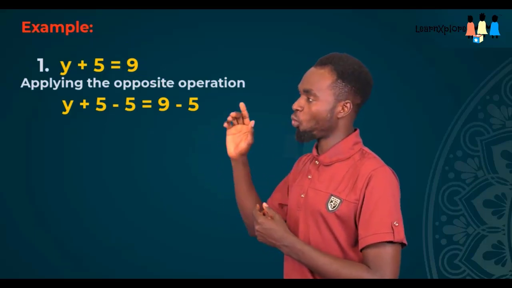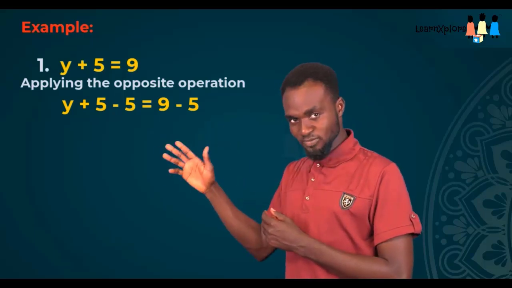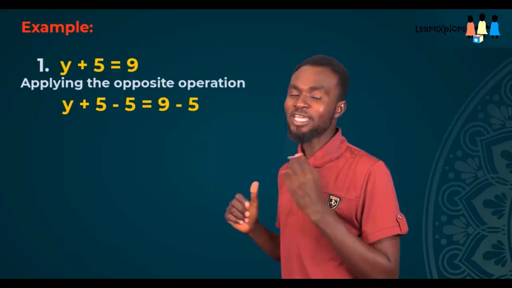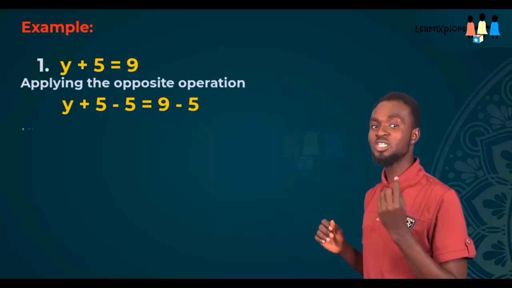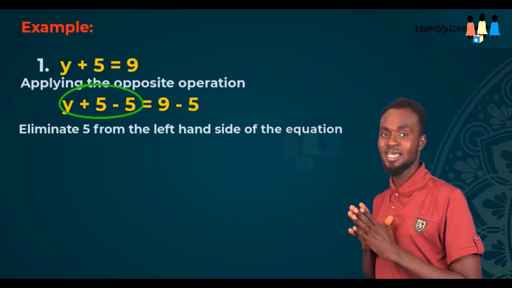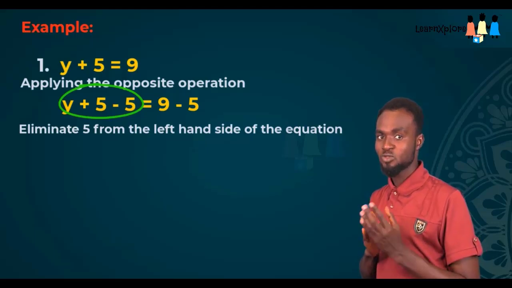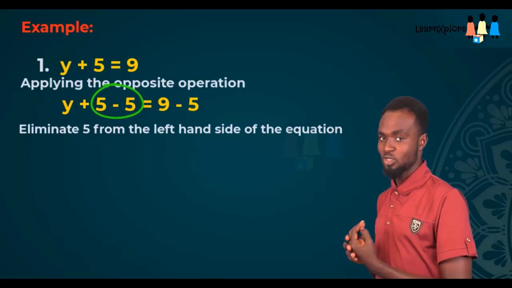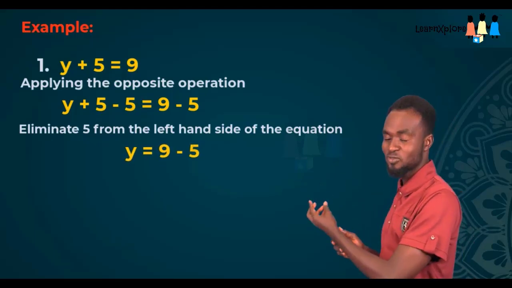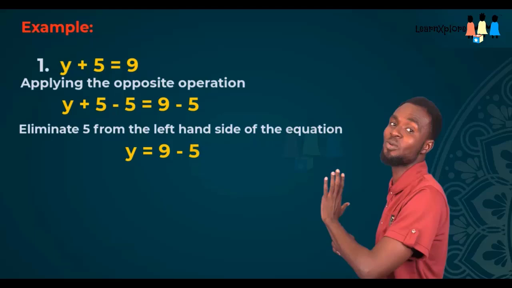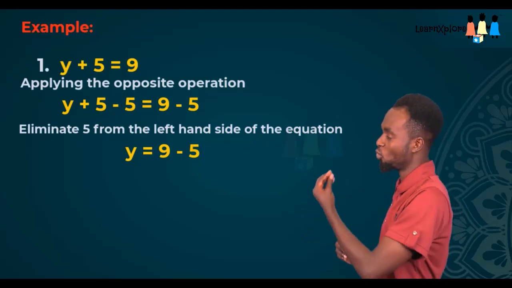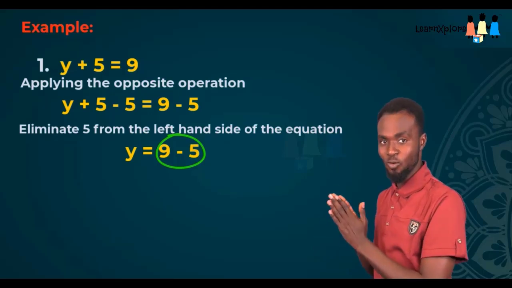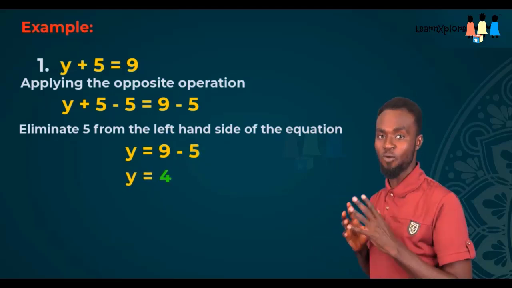So you have y plus 5 minus 5 is equal to 9 minus 5. Why did we use minus 5? We are trying to eliminate 5 from the left hand side of the equation. So like I said, 5 minus 5 is 0. So in this question, 5 minus 5 has become 0. So on the left hand side we have y. So y is equal to 9 minus 5. And 9 minus 5 is 4. So the missing number is 4.